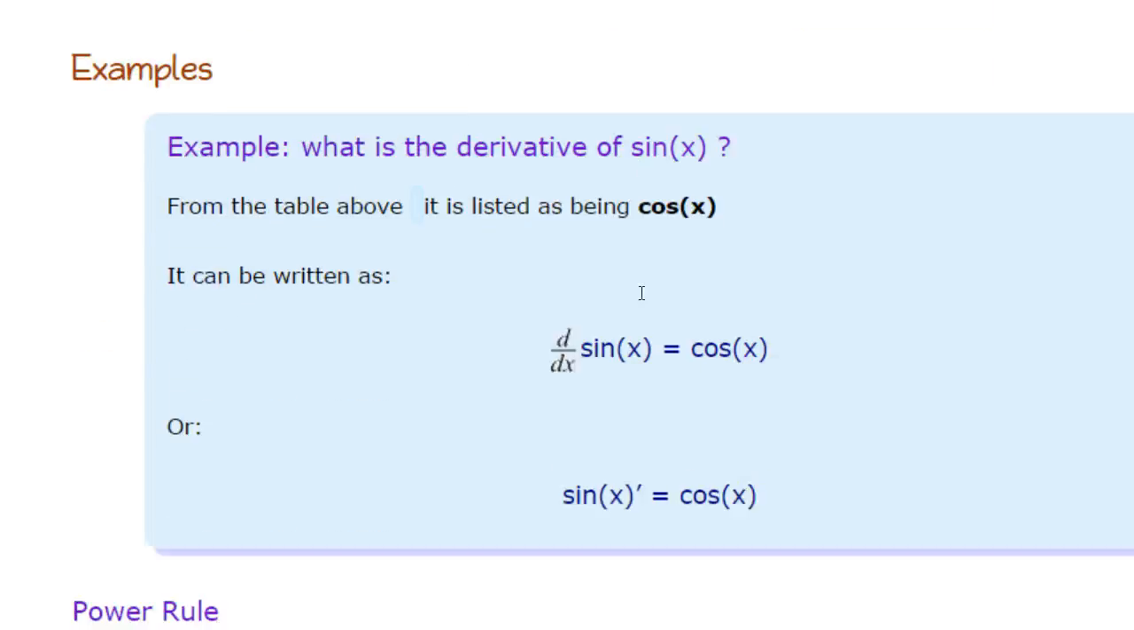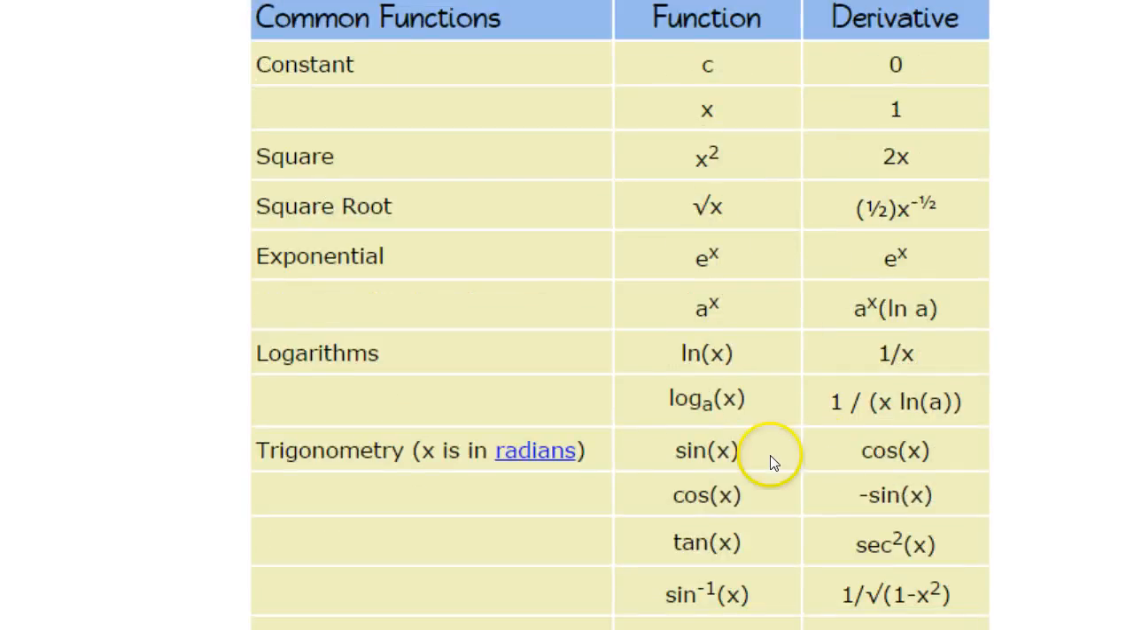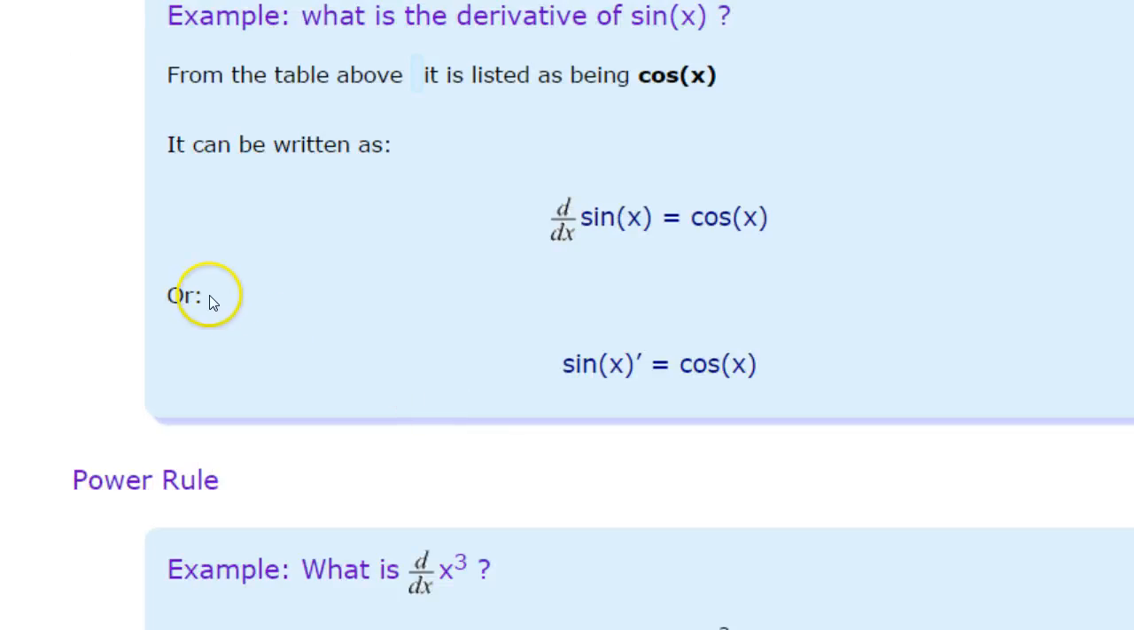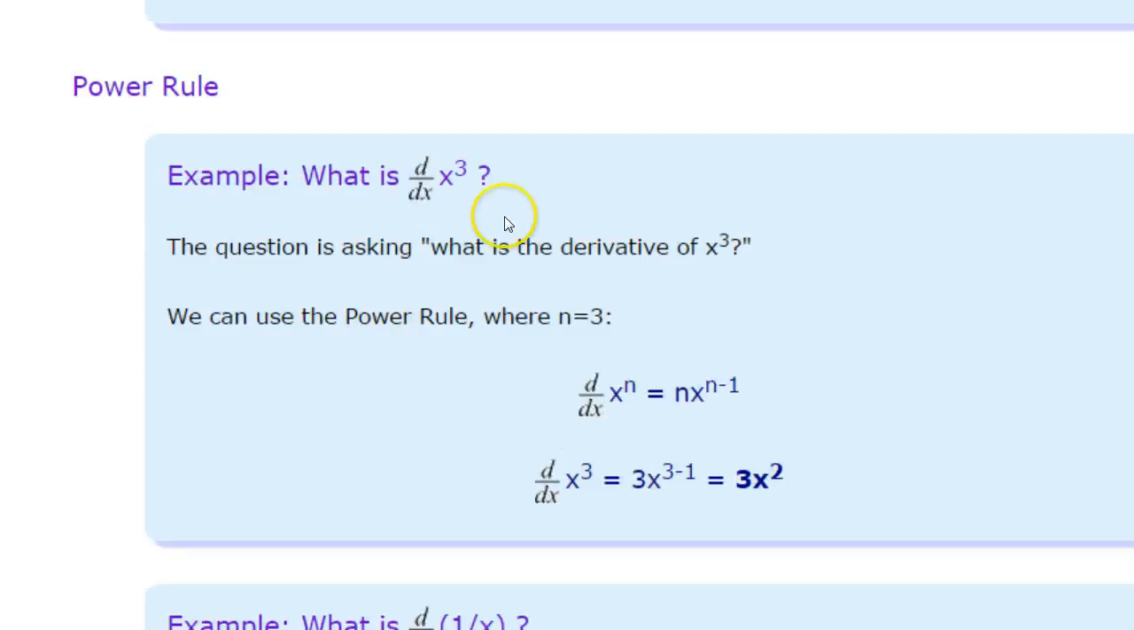Okay. So some examples. What is the derivative of sine of x? Well, if we go back up to our rules, the derivative of sine of x is cosine of x. So we just write it as cosine of x. You can write it as d/dx of sine x equals cosine of x, or I like to write it as f prime of x, usually called f prime, equals cosine of x. All right. What is d/dx of x cubed?